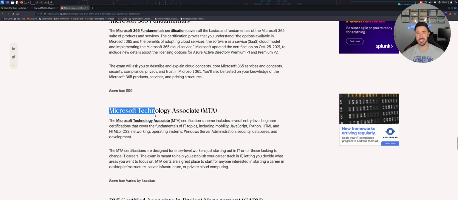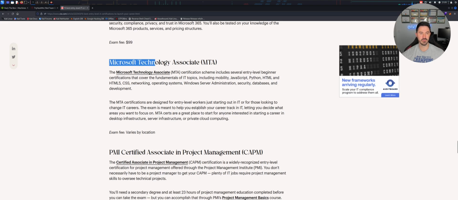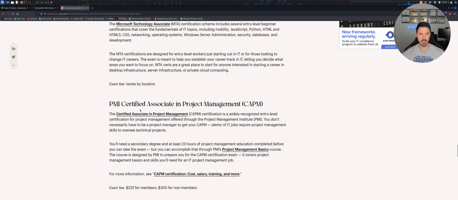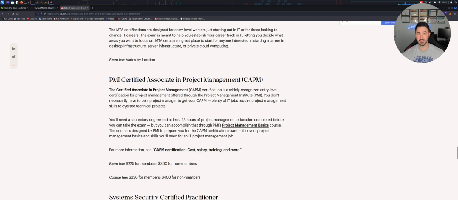The Microsoft Technology Associate, I never really took any of these certifications. I did the MCTS, Microsoft Certified Technology Specialist, but this was back in the day when the MCITP was hot, so I can't really speak on that one. PMI, I don't know anything about PMP, project management. I didn't take any of these certifications, so let's skip that for now.